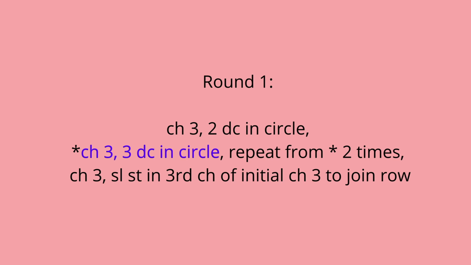This is simply a way to shorten the pattern writing for the designer. So after that, you will do 3 chains and finish the round with a slip stitch in the 3rd chain of the first chain 3 you did at the beginning of round 1 to join the row.